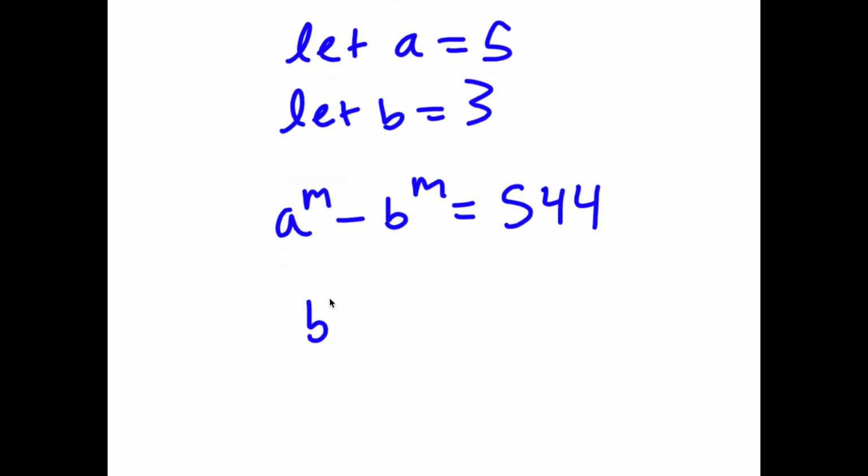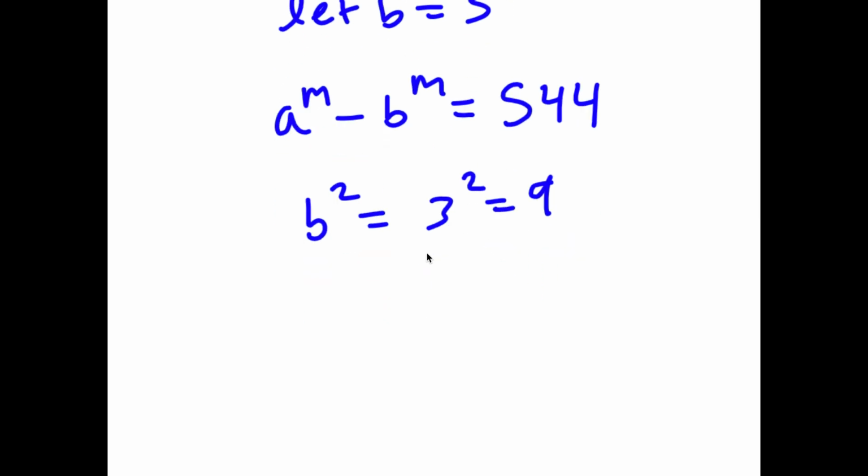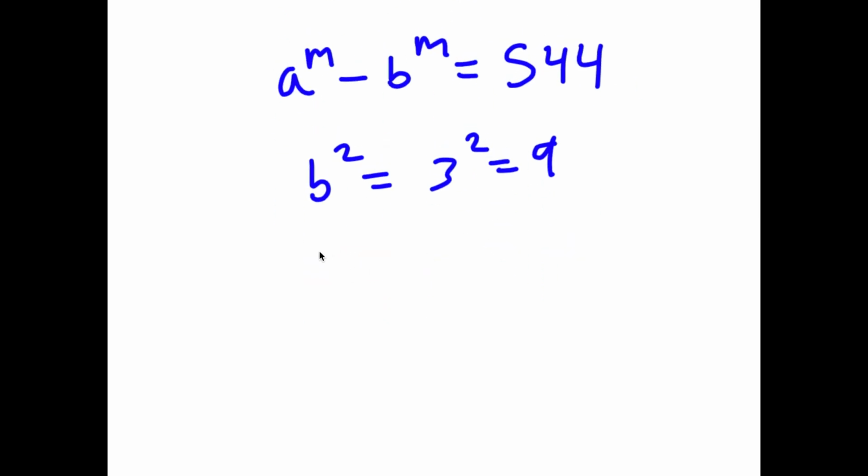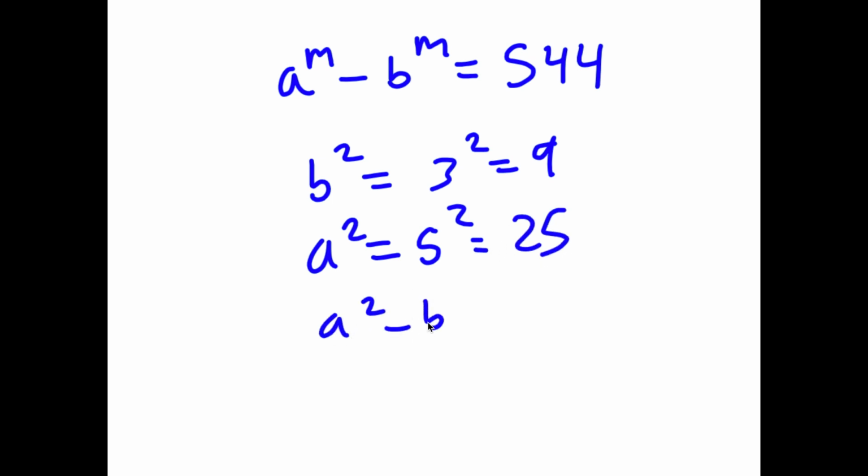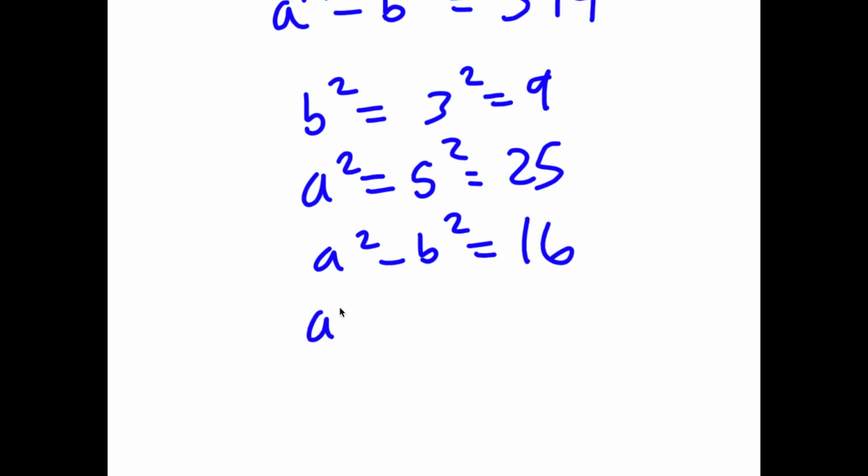Now this means that b squared is the same thing as, remember, b equals 3, so it's 3 squared, which is equal to 9, right? And this also means that a squared, which is the same thing as 5 squared, is equal to 25. So this means that a squared minus b squared is equal to 25 minus 9, which is 16. And this also means that a squared plus b squared, which is 25 plus 9, is 34.